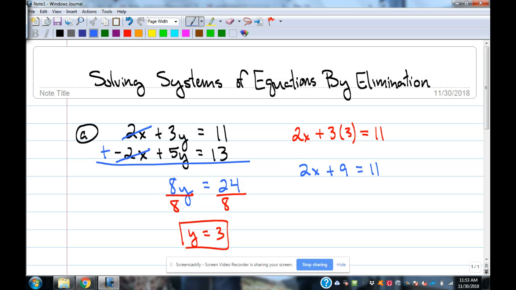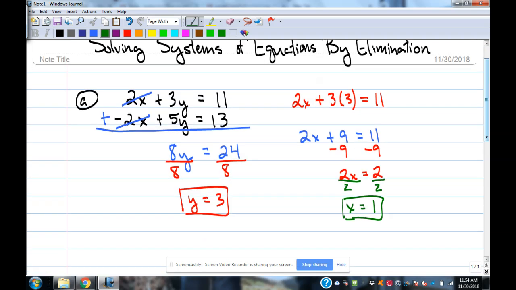And what do you do to solve that? Subtract the 9. 2x is equal to 2. Divide by 2. x is 1. Final answer is an ordered pair: 1, 3. So this equation, pretty easy to solve. This one, not as easy to solve, but still not much more difficult than what we've been doing the last couple of days.